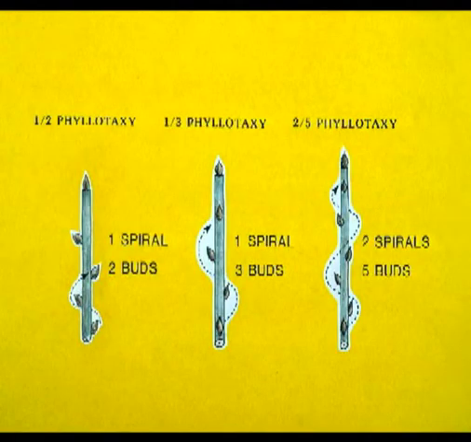Phyllotaxy is most often used for identifying deciduous plants in winter when leaves are not present, but it can be used in the summer as well. 3 common phyllotaxies are shown here. Stop the tape to make sure you can calculate phyllotaxy.